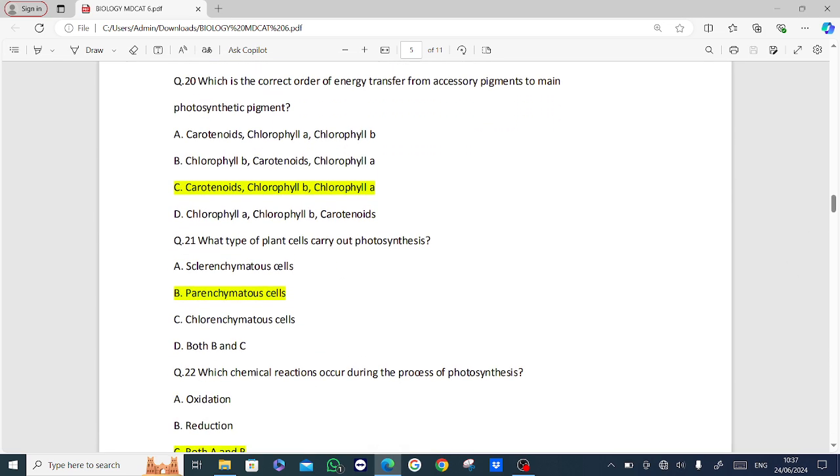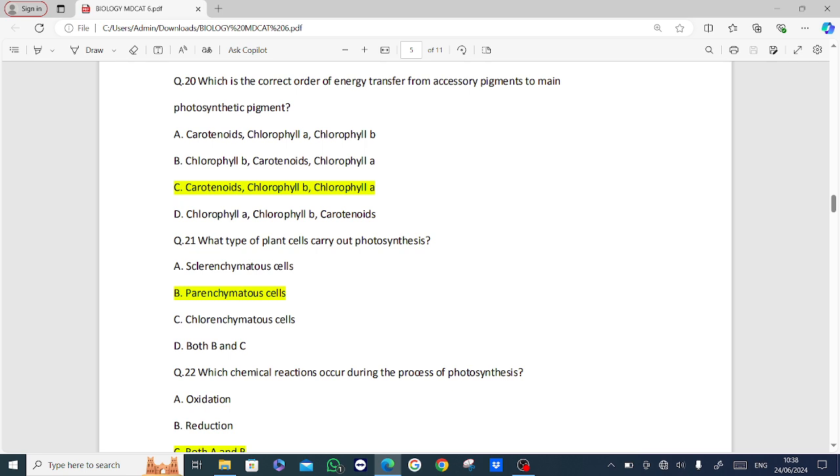Next MCQ is, which is the correct order of energy transfer from accessory pigments to main photosynthetic pigment? Options are carotenoid, chlorophyll A, chlorophyll B; chlorophyll B, carotenoid, chlorophyll A; carotenoid, chlorophyll B, chlorophyll A; chlorophyll A, chlorophyll B, carotenoid. Answer is option C, carotenoid, then chlorophyll B, then chlorophyll A.